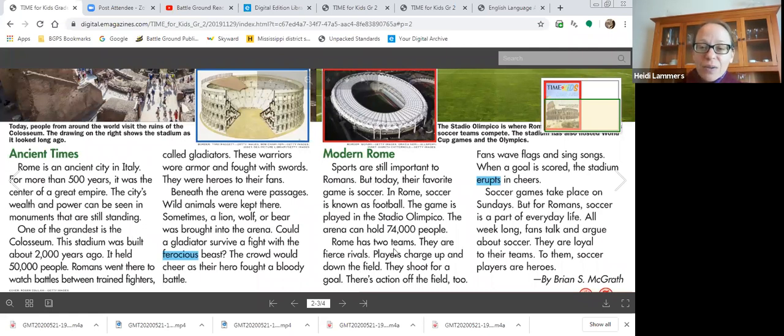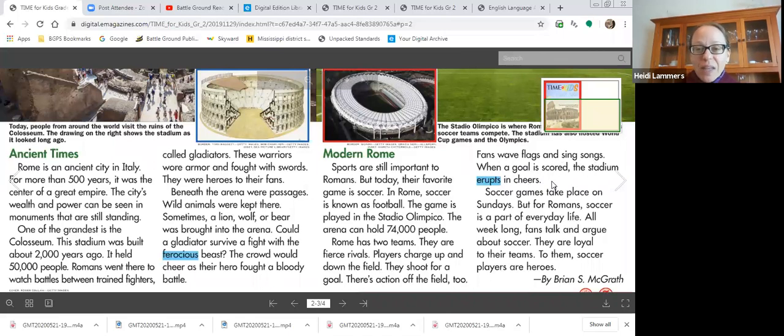Rome has two teams. They are fierce rivals. Players charge up and down the field. They shoot for a goal. There's action off the field, too. Fans wave flags and sing songs. When a goal is scored, the stadium erupts in cheers.